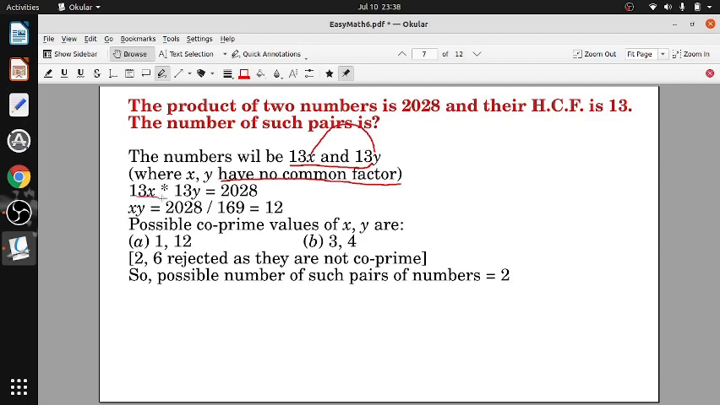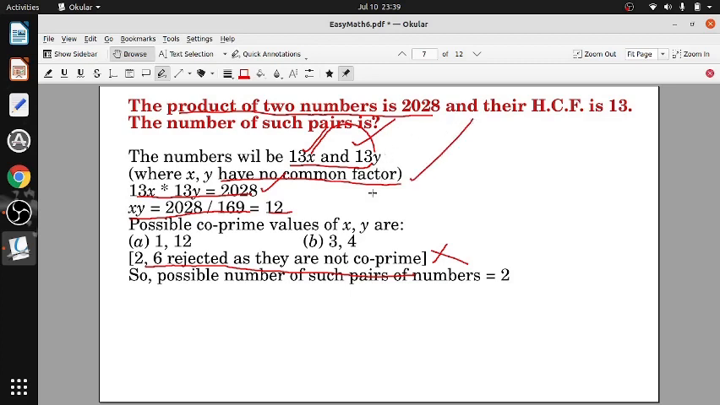Now 13x into 13y is 2028 because product of two numbers is 2028. So 13x is the first number, 13y is the second number, multiply करने से 2028. So we get 169xy. So xy will be 2028 divided by 169, that is 12. अब 12 का कैसे फैक्टर करें? 1 into 12, 3 into 4, 2 into 6 भी होगा, लेकिन 2 into 6 is rejected क्योंकि इसमें 2 common factor है.